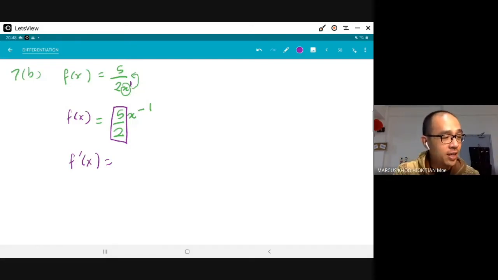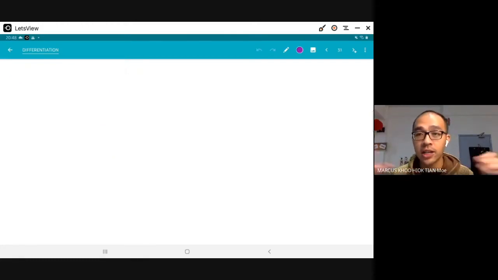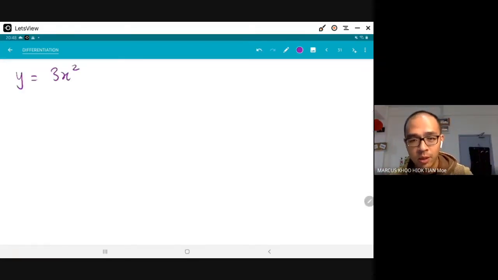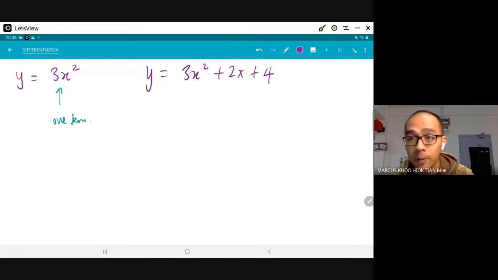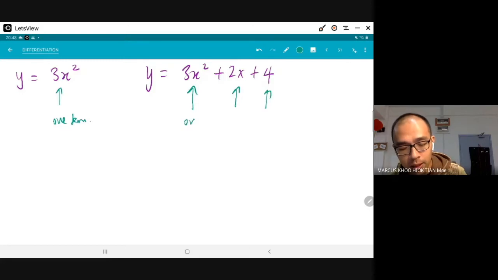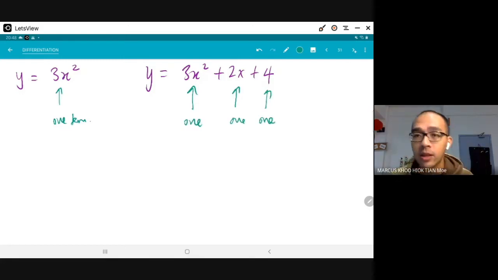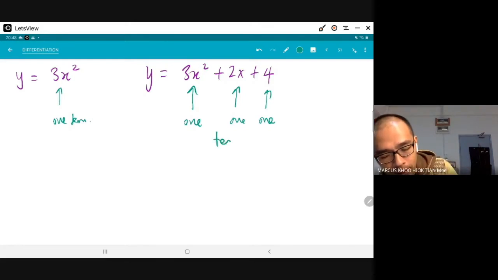Now what happens if you have a function that is longer than just one term? This one, y equals 3x squared, which is probably my favorite one, is one term. What if you have a longer function? This is very normal. For example, y equals 3x squared plus 2x plus 4. This one has 1, 2, 3 terms. One term, one term, one term. So there are 3 terms in this one.